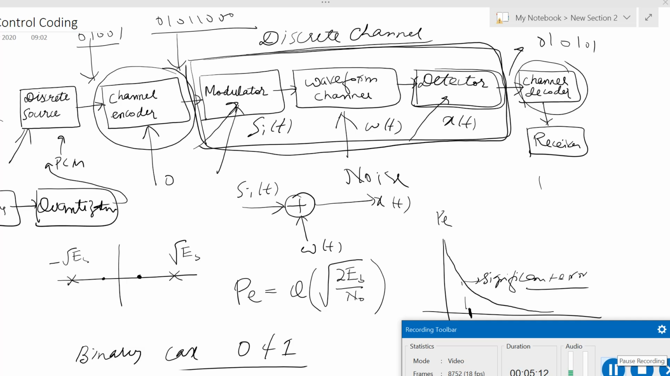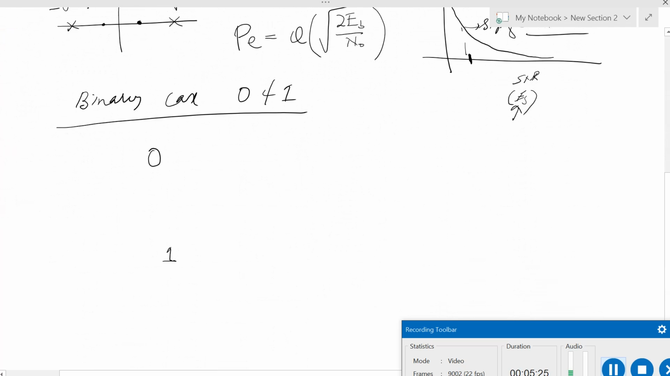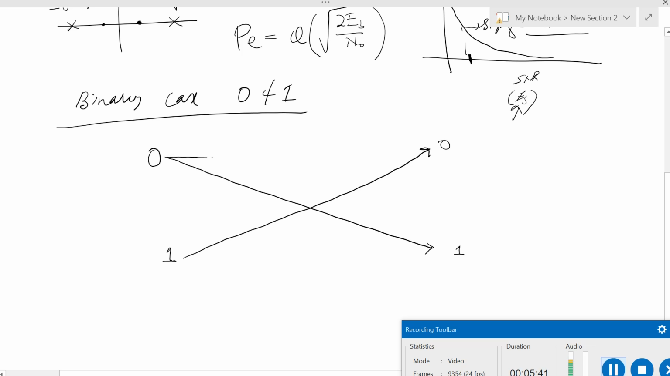what is the effect of noise? The effect of noise is to change the waveform. But what is its effect on bits? The effect of noise on bits is to change 0 to 1, 1 to 0. So I can model it like this. The channel can change 0 to 1, or 1 to 0, these are the errors, or there may be no error, so the channel may transmit 0 as it is and transmit 1 as it is. And this is a random thing, so it will happen with some probabilities.